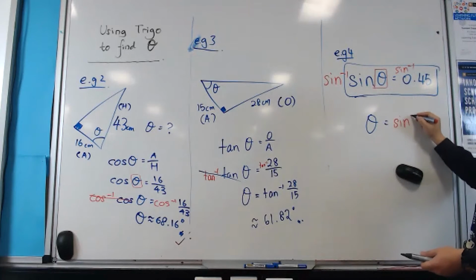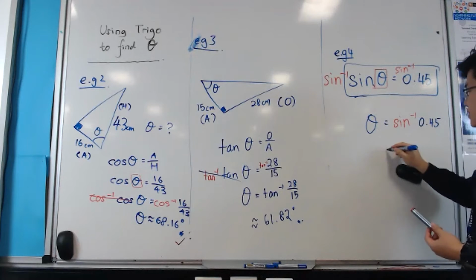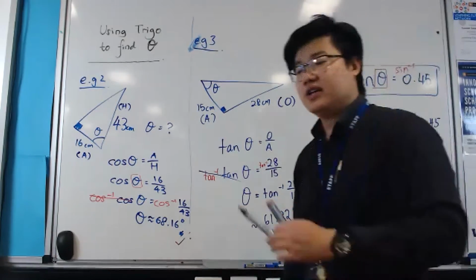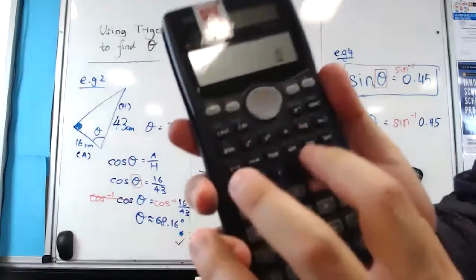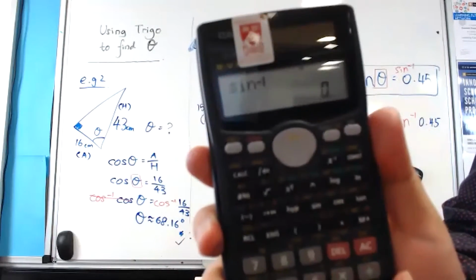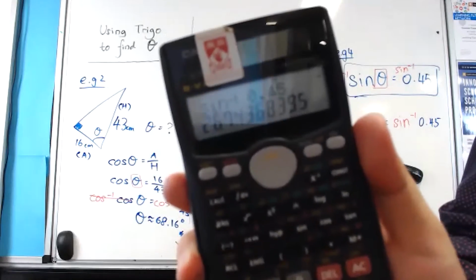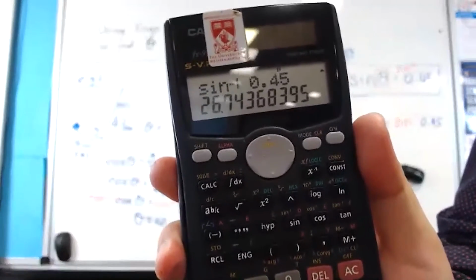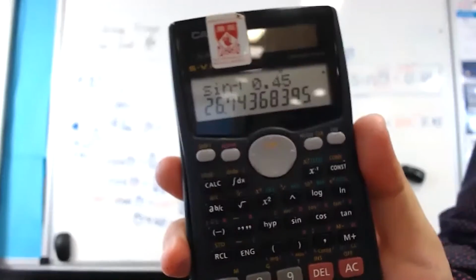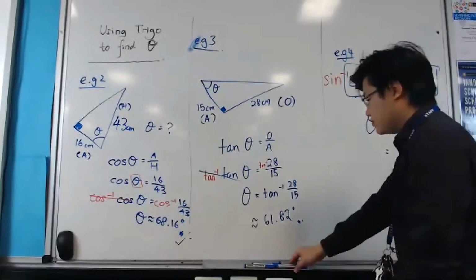Theta equals arc sine 0.45. And then all you need to do is press your calculator. That's all. Okay? So grab a calculator. You press arc sine, and then 0.45. The answer is what Honey just said, 26.74368395. So we're going to round it to 2 dp. So that will give us 26.74.